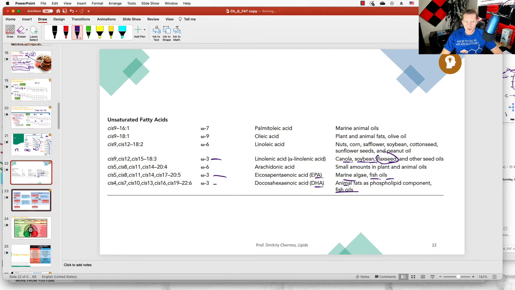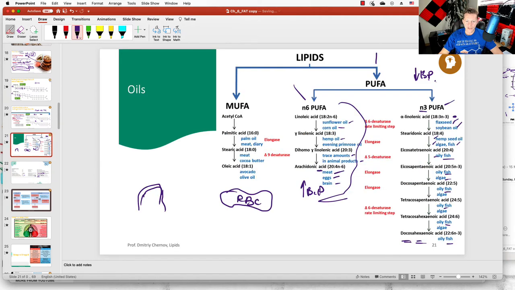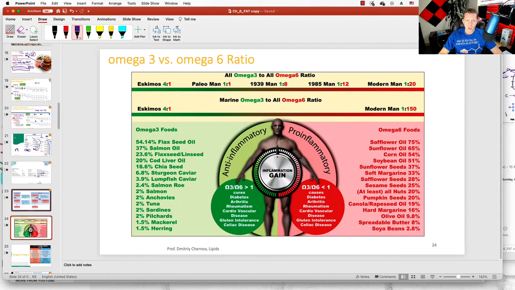So that's why omega-3 is better, just because the regulatory molecules that are made from these products are anti-inflammatory. And that's what I didn't mention here. I said increased blood pressure constricts blood vessels, decreased blood pressure dilates blood vessels. We need both. But now let's look at inflammation. So, omega-3 versus omega-6 ratio.